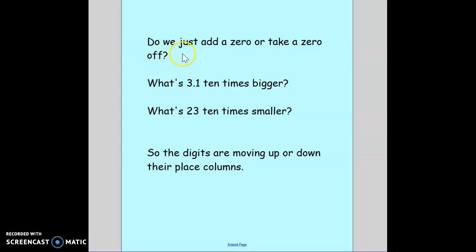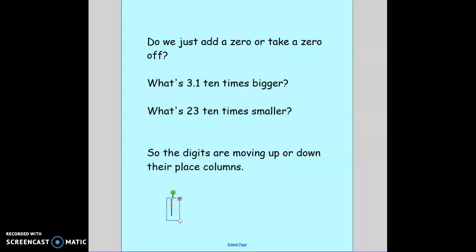Does that mean, though, that we just add a 0 or take a 0 away? Definitely not. Because if we were to say, what's 3.1 10 times bigger? That's not going to be 3.10, is it? You're not just adding a 0. Everything would have to move up those place value columns. So the actual answer, well, what's 3 10 times bigger? That's 30, isn't it? So 3.1 10 times bigger has to be 31.